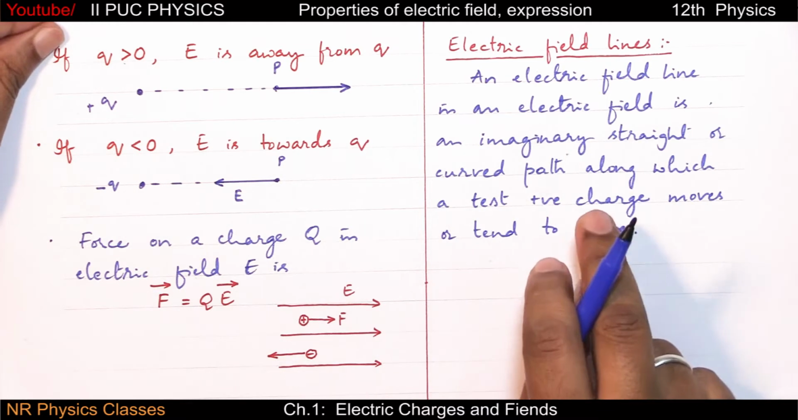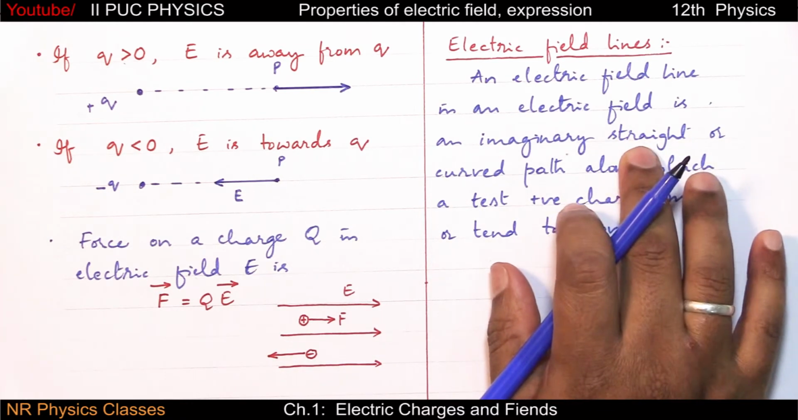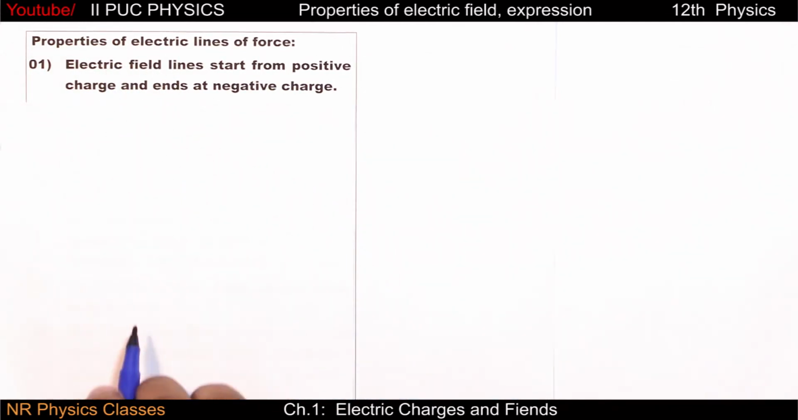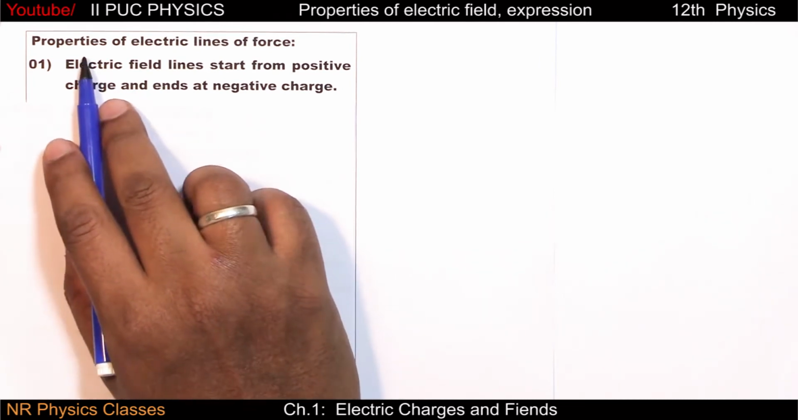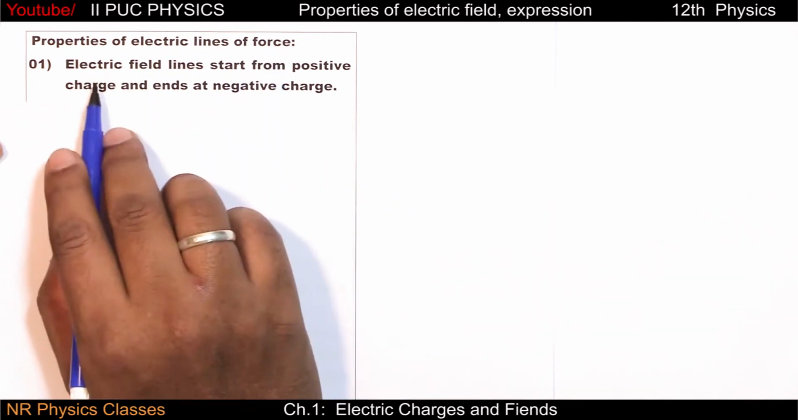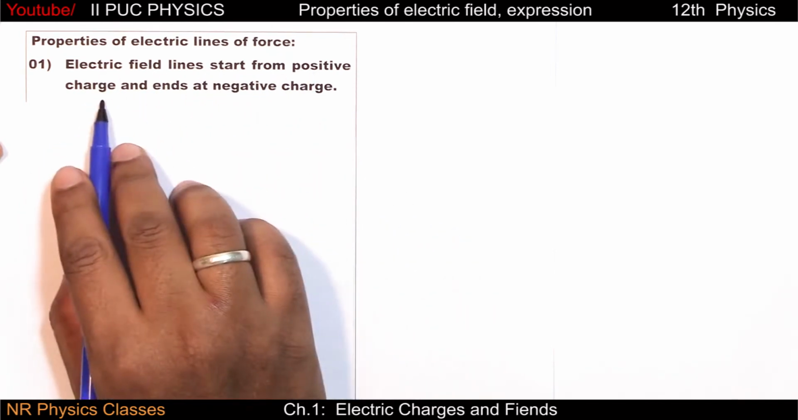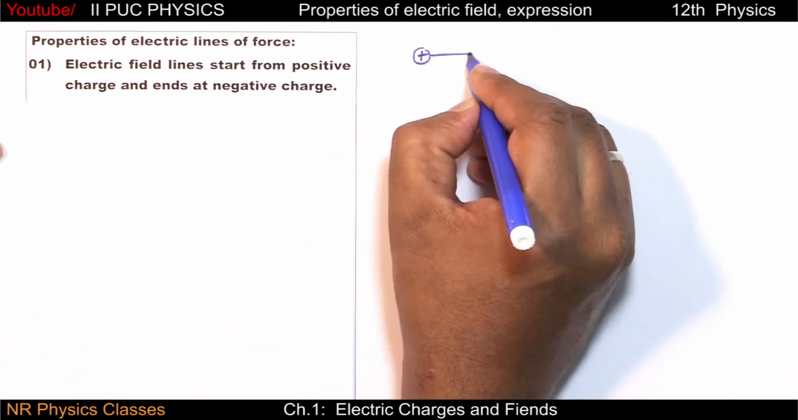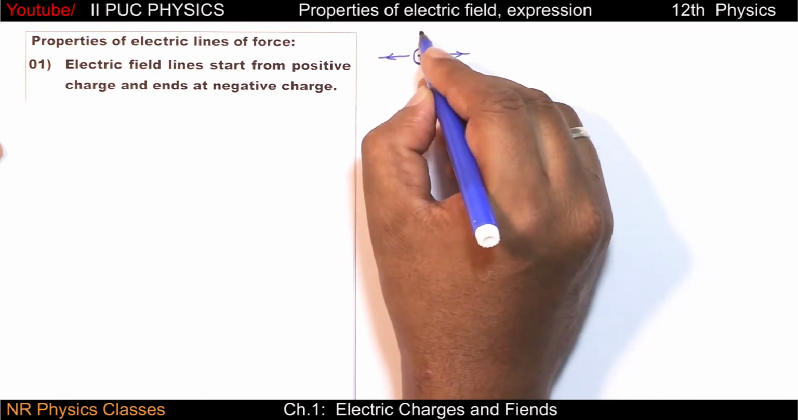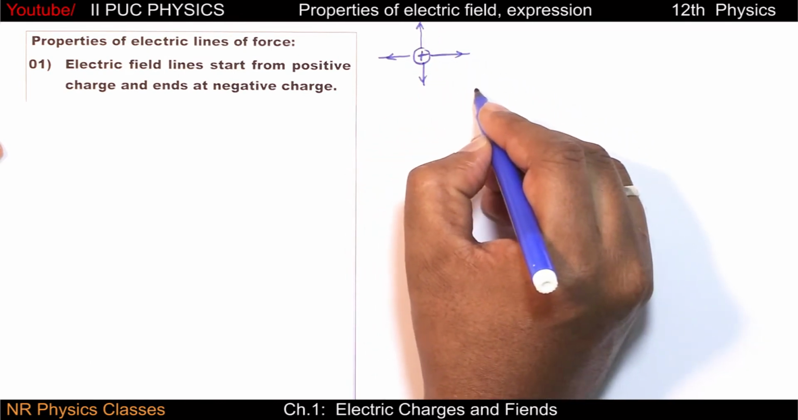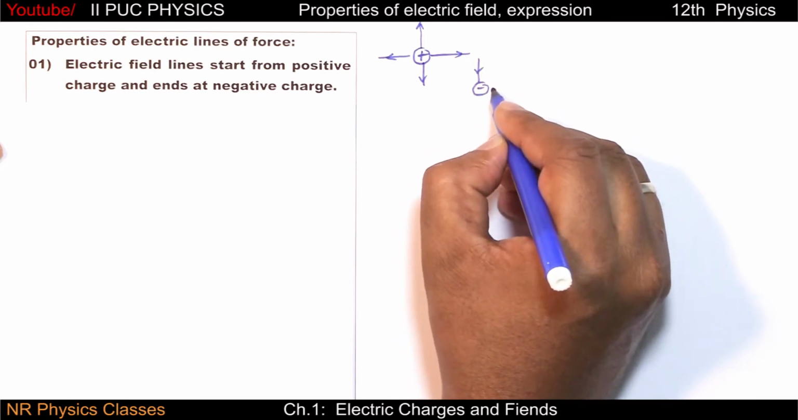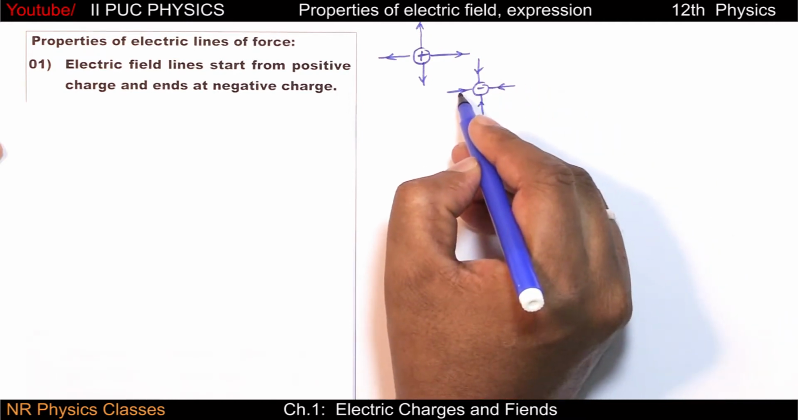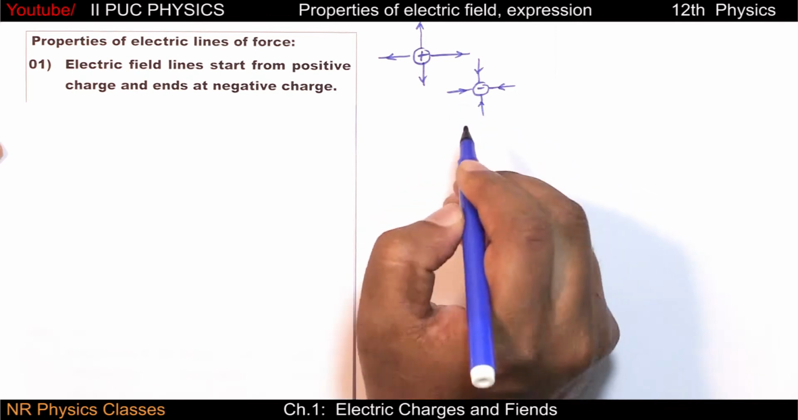Now, let us go through the properties of electric field lines. Students, you have to copy all these properties. Properties of electric lines of force: electric field lines start from positive charge and end at negative charge. This you know. For plus charge, electric field lines are away, and for negative charge, electric field lines are towards. And what is the reference for this direction? The direction of motion of a test positive charge.